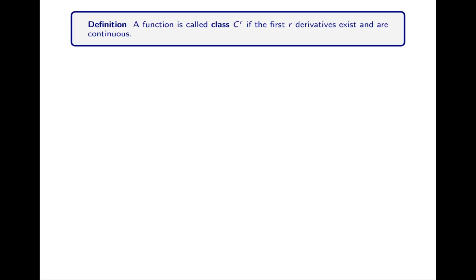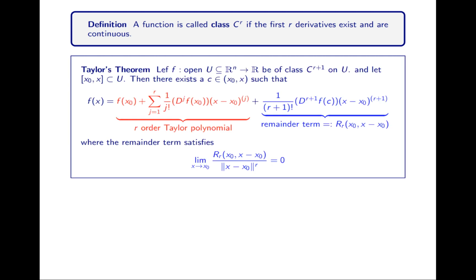So, definition: a function is called class C^r if the first r derivatives exist and are continuous. Of course, all we really have to say is that the rth derivative is continuous, because if we're supposing differentiability over the entire domain, then each of those previous derivatives, being differentiable, is also continuous. So now we've come to the main event, Taylor's theorem.